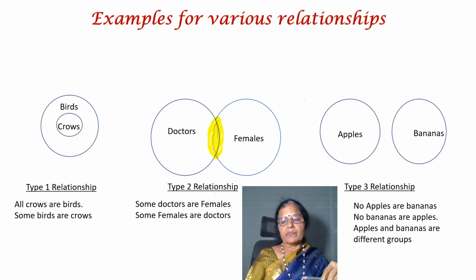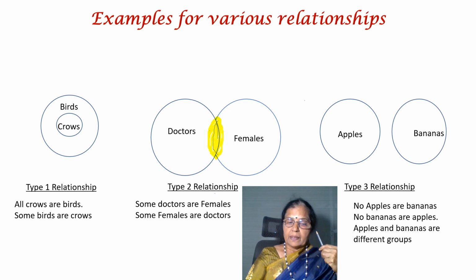In the 4 or 5 coming slides, we are going to see various types of Venn diagrams depicting various kinds of relationship between the variables. In this slide you are seeing 3 types of relationships. In type 1 you see 2 circles. I told you Venn diagrams are circles drawn showing the relationship between the variables. What are the 2 variables here? Birds and crows.